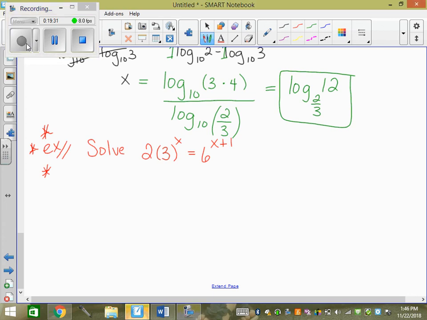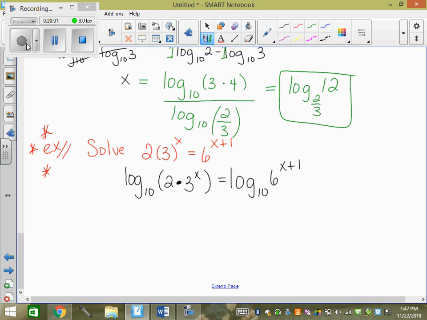Log both sides. Exact same thing as I did before. Log base 10 of 2 times 3 to the x. And I specifically write it like this so I spot that, hey, there's a multiplication sign in between them. Equals log base 10 of 6 to the x plus 1. This right here is my issue. But what can I do? This is the extra step, and you have to notice it.